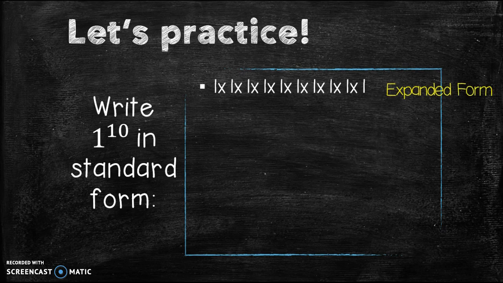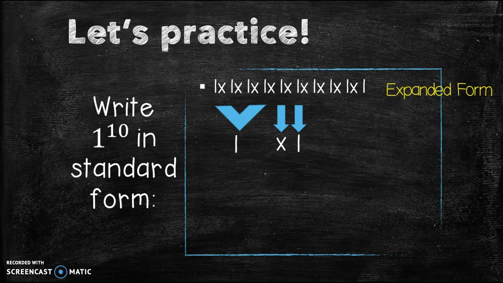That's expanded form. So if we're going to go through and solve this, we could do 1 times 1 equals 1, 1 times 1 equals 1. We could do this all the way through, right? But do we even need to do that if we know our properties of multiplication, specifically the identity property of multiplication? What does that tell us again?